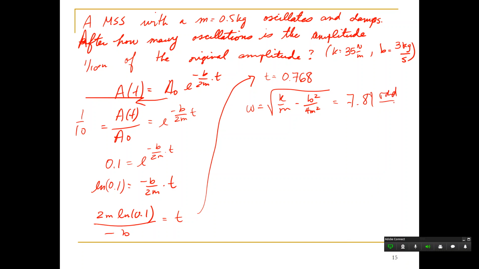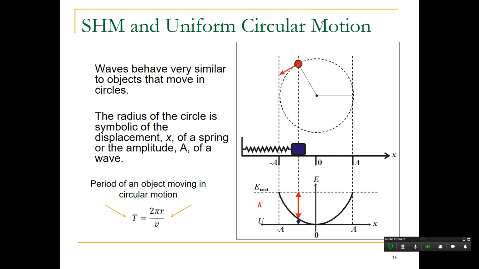Radians per second. If I wanted to convert this into hertz, because that's what I need to multiply, I need to remember this equation here. 2 pi f is equal to omega, and therefore omega over 2 pi is equal to f. So now I have 7.81 rads per second divided by 2 pi. It's going to give me my frequency in hertz.